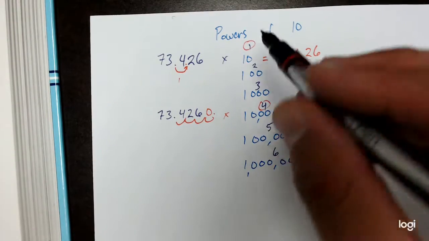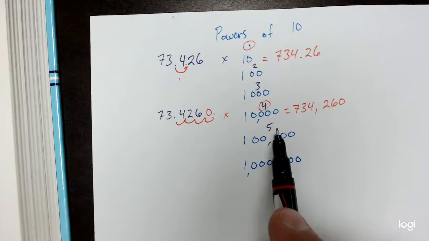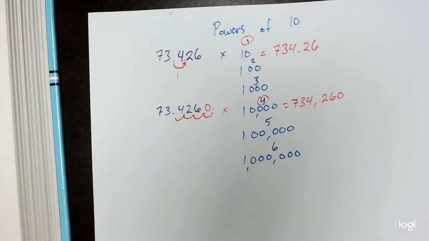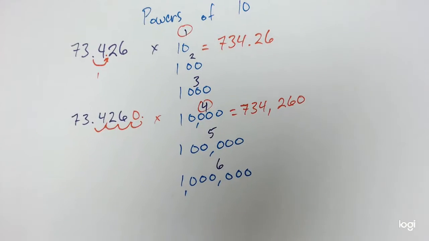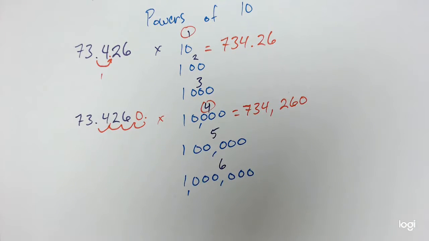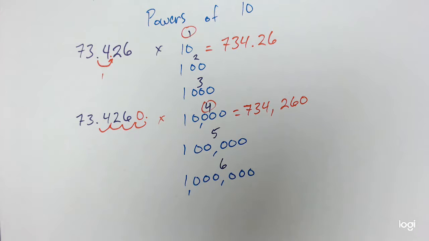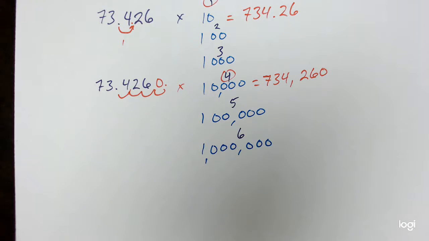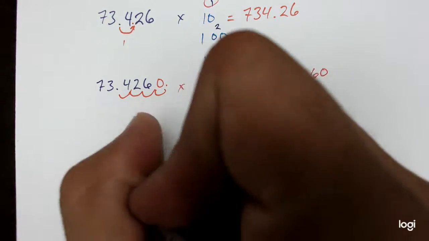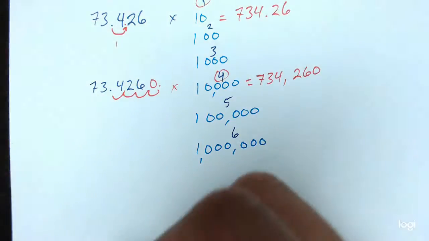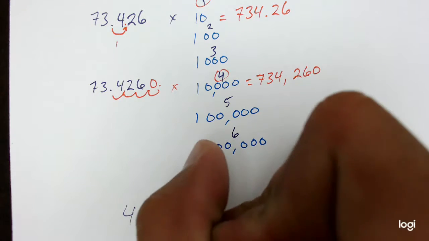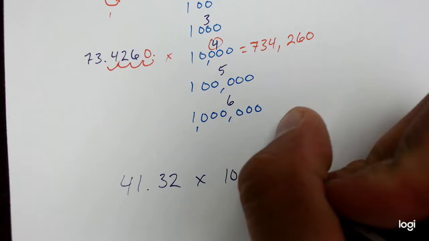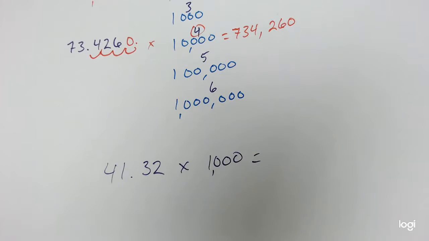So all we have to do when we multiply by powers of 10 is count the zeros and then move the decimal place to the right in order to make a larger number. This is something that a lot of people can do in their heads, and this is something that we want to practice doing in our heads. So when we're multiplying by these powers of 10, we should be able to take a brand new number. For example, we'll go 41 and 32 hundredths. Let's multiply it by 1,000, and we should be able to mentally get the answer.